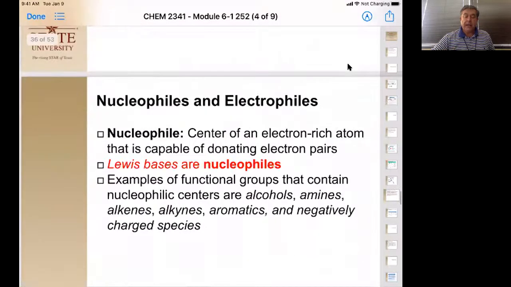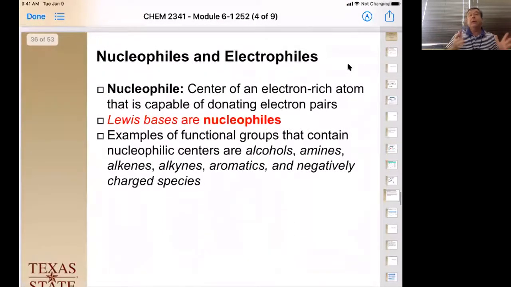Because we can use that to define what we call nucleophiles and electrophiles. A nucleophile is something looking for or liking a positive charge. So think Lewis base. I have electrons, I have a negative charge, I want to share them to make a new bond.